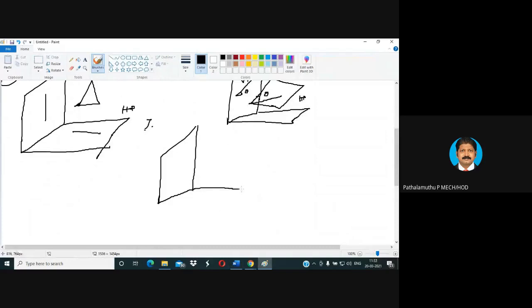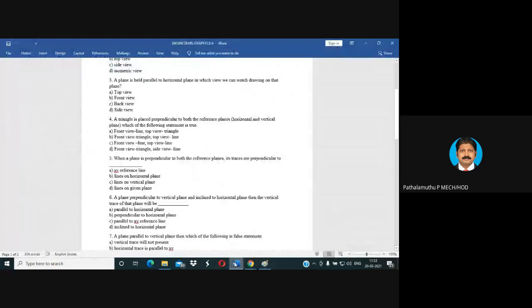XY, horizontal plane, vertical plane. The question for the 7th question is a plane parallel to the vertical plane. Draw a square plane parallel to the vertical plane.